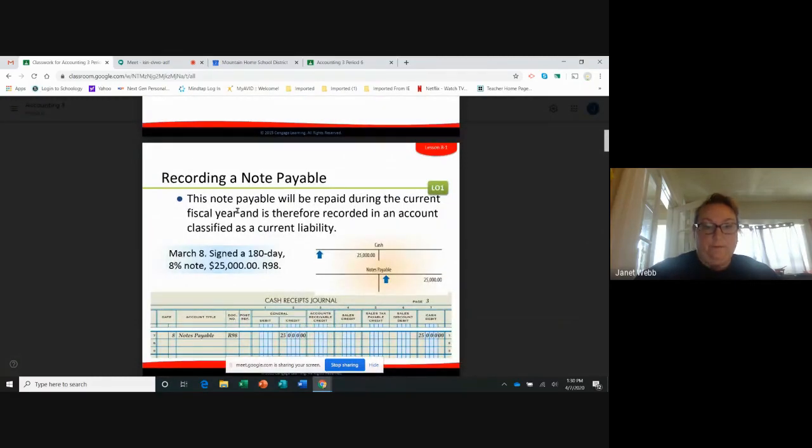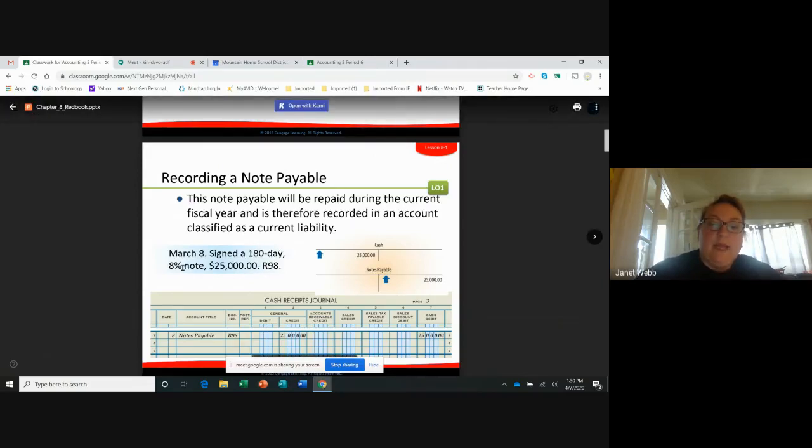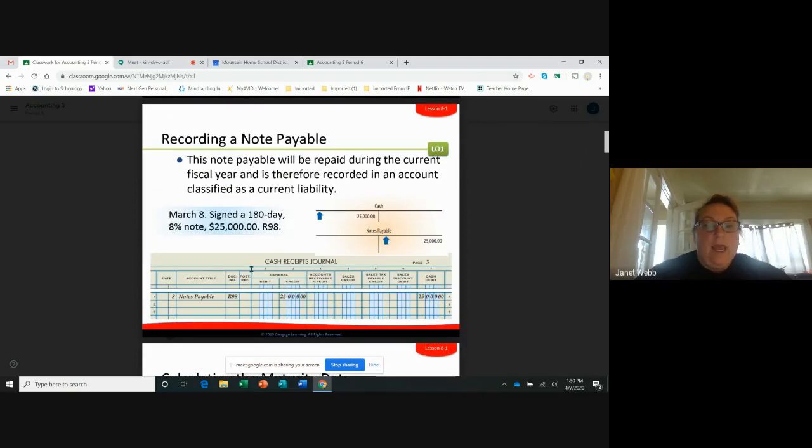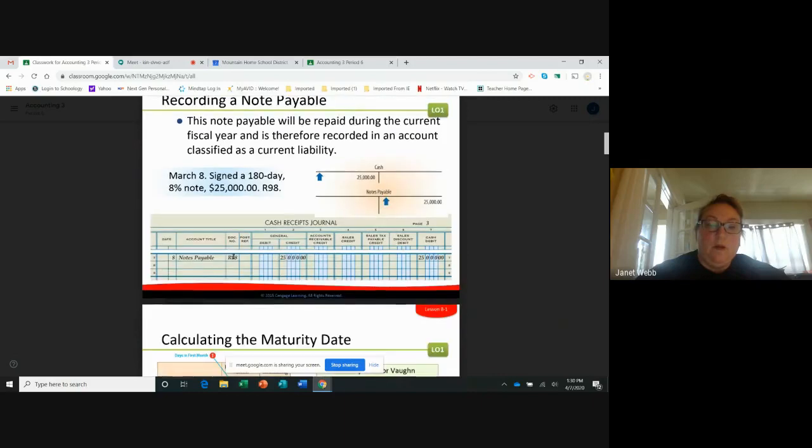So on the example, we just signed March 8th, we signed for a 180-day 8% note for $25,000. So this information, the 180-day 8%, is going to come in when we pay for it. So right now it's just extra information. What we need to know is that it's a note and we got $25,000 for it. So when it's recorded, you use the date, notes payable. We received money, so it's a receipt. It's going to go under general credit because it's a note. And then cash debit because we're getting cash for it.